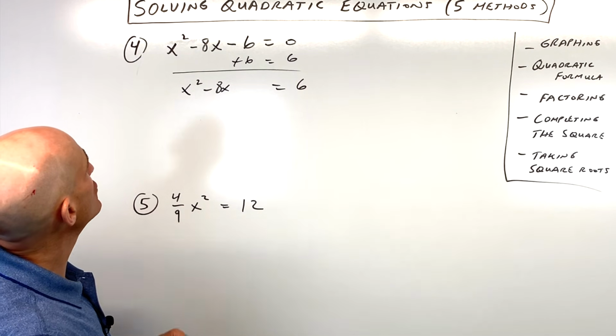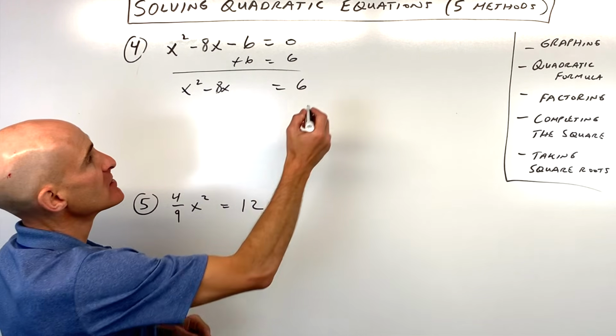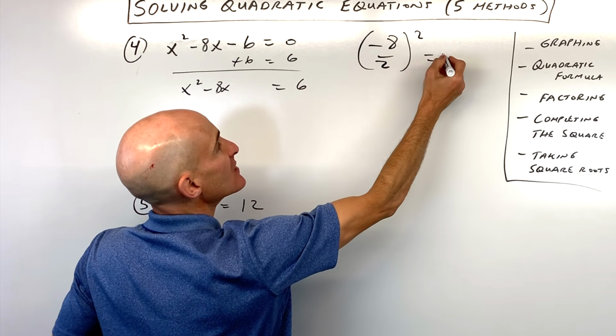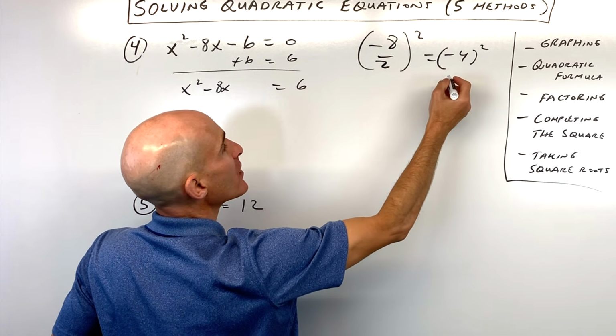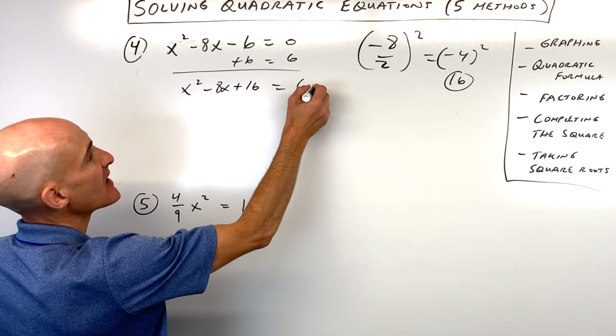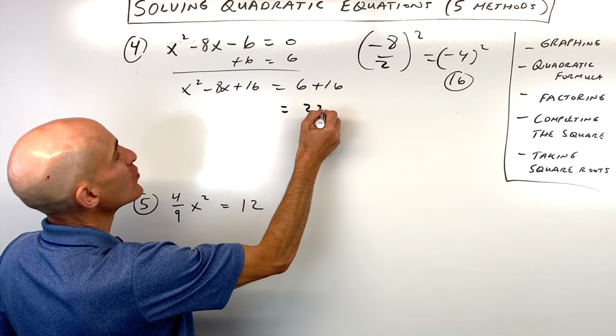Okay, and so now what you want to do is take half of this coefficient, half of negative 8. So we'll do negative 8 divided by 2 squared. So that's going to be negative 4, the quantity squared, which is 16. So we're going to add 16 to the left side, 16 to the right side to keep the equation balanced. This is going to give us 22.